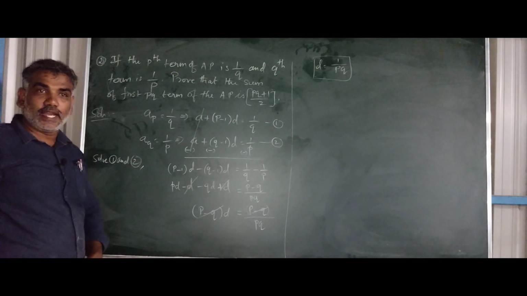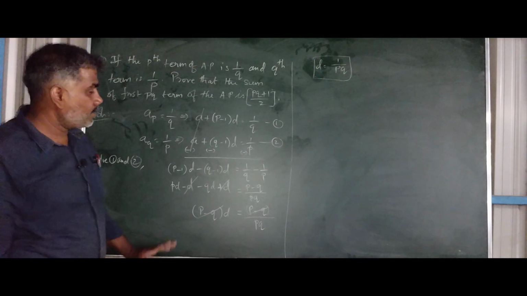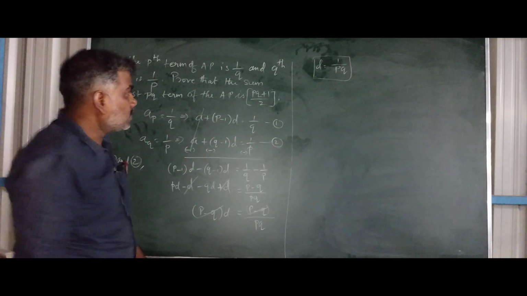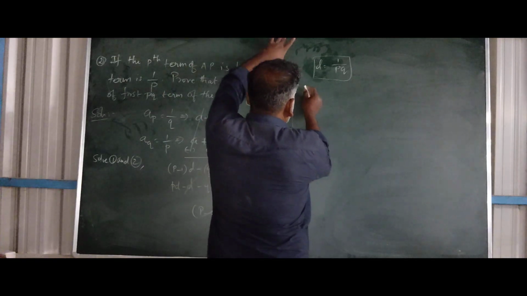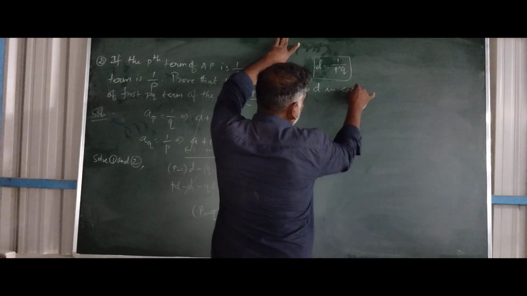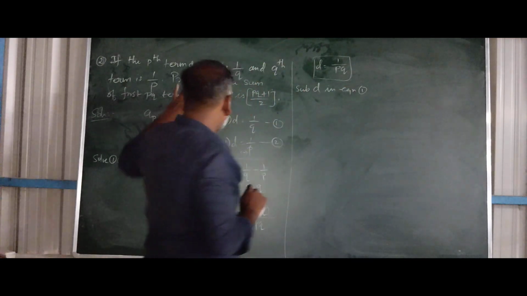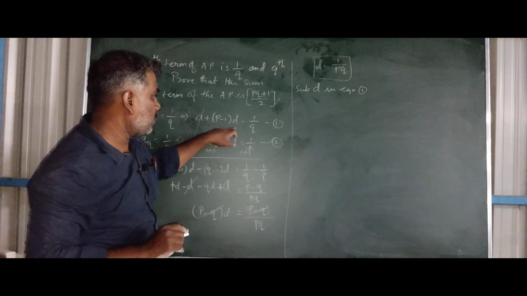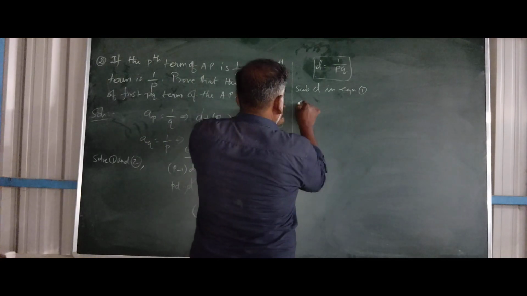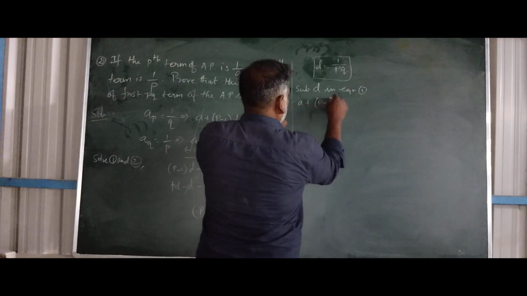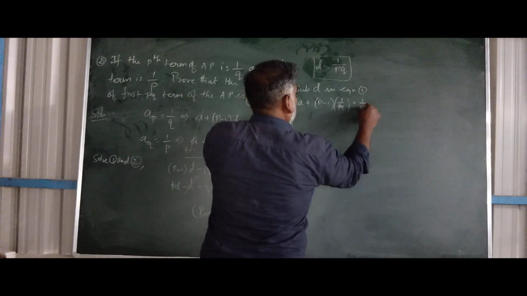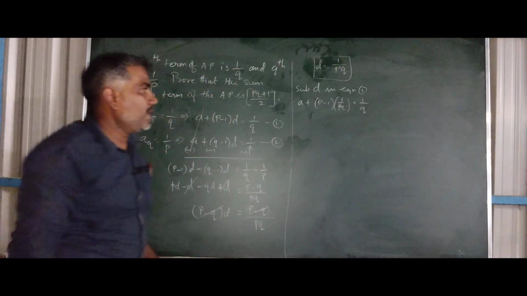இப்போ என்ன கண்டுபிடிக்கணும்? d கண்டுபிடிச்சாச்சு. Now we have to find a. How do you find a? Substitute the value in any one of the equations, then only you can get a. So I am going to substitute in the first equation, equation 1. So substitute d value in equation 1. What is equation 1? a plus p minus 1 into d is equals to 1 by q. Therefore a plus p minus 1 into d, in place of d I am writing the value of d, is equals to 1 by q.